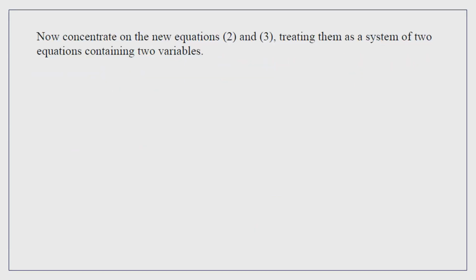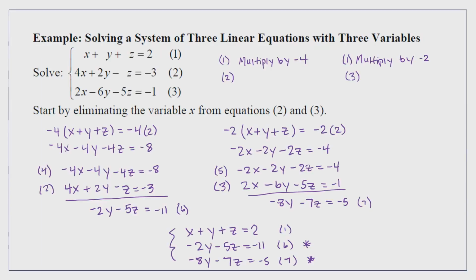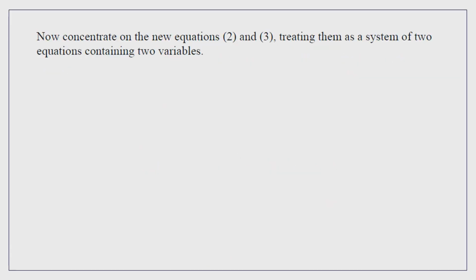So the new equations 2 and 3 that they're talking about are going to be our equations 6 and 7. We are going to treat them as a system of two equations containing two variables. So let's rewrite that system here. We have -2y minus 5z equals -11, and -8y minus 7z equals -5. Those are our two new equations, and now we're going to treat it as a two-equation system.